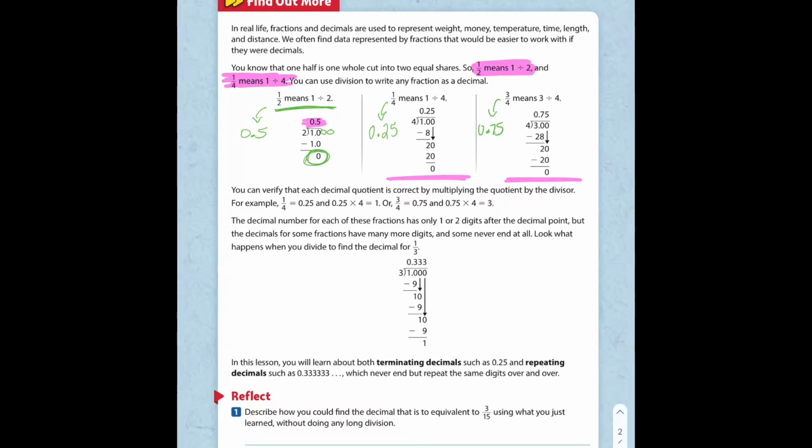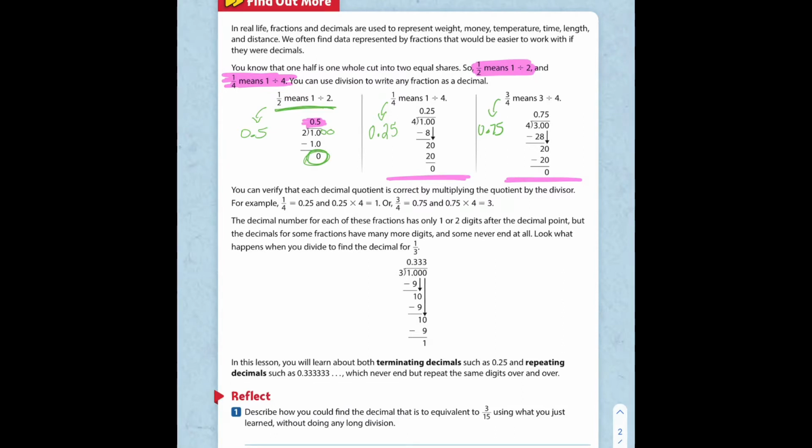You can verify that each decimal quotient is correct by multiplying the quotient by the divisor. So remember, multiplying and dividing are opposites of each other. That's why we can use that to check. The decimal number for each of these fractions has only 1 or 2 digits after the decimal point. But the decimals for some fractions have more digits, and some never end at all.